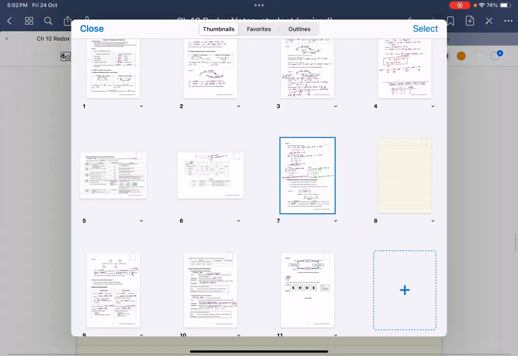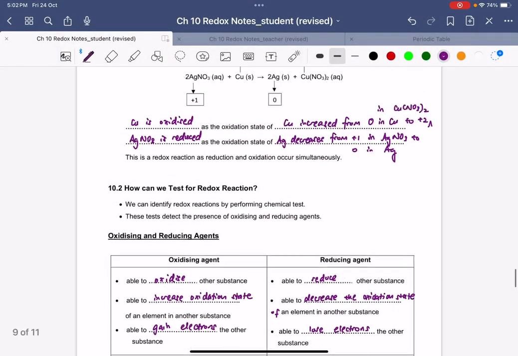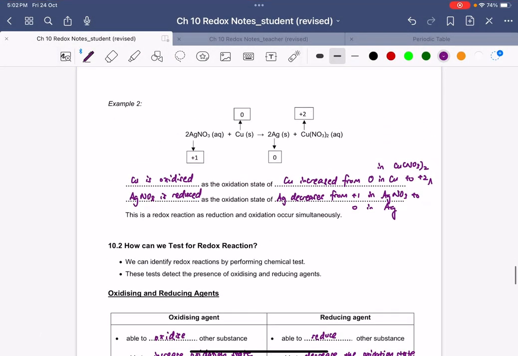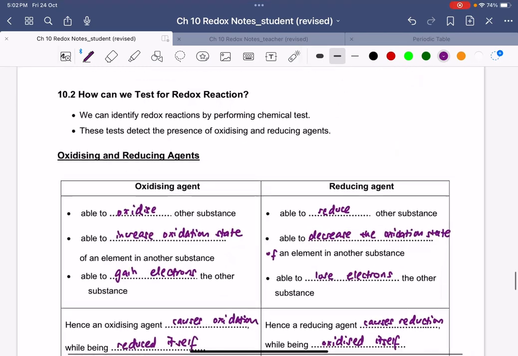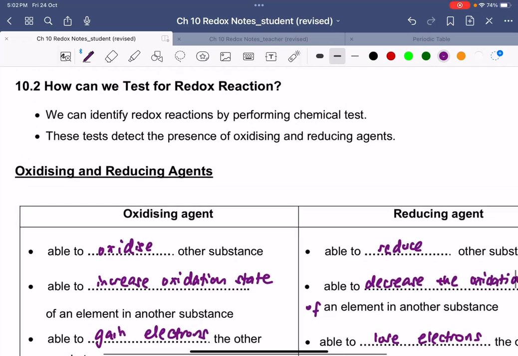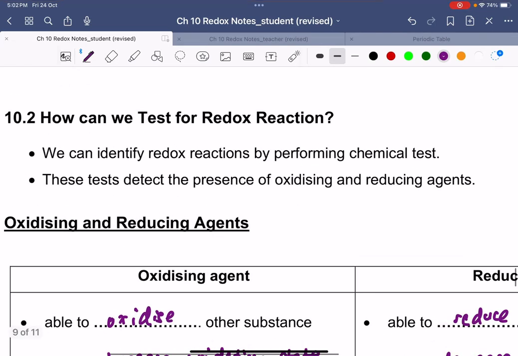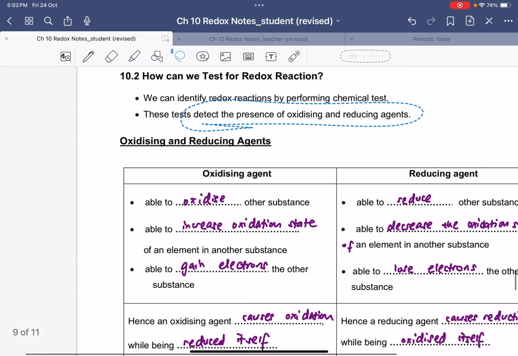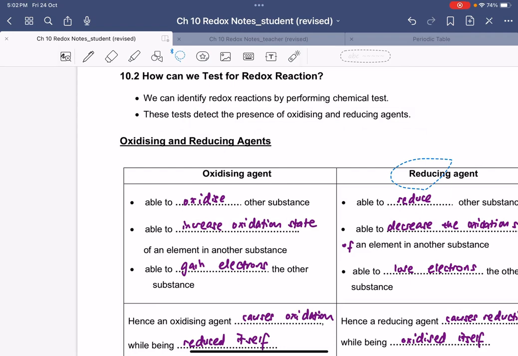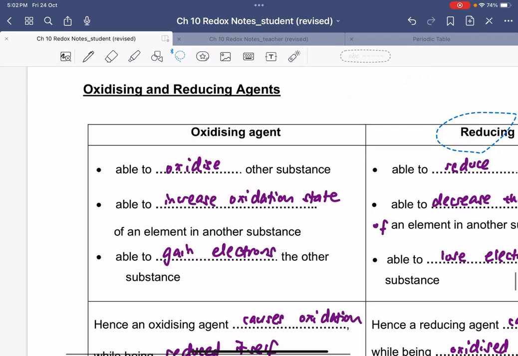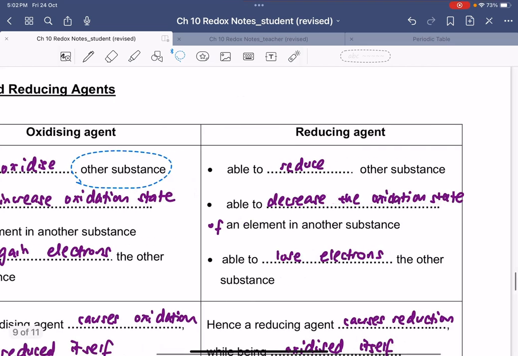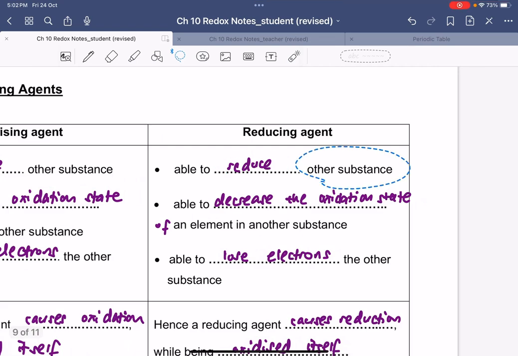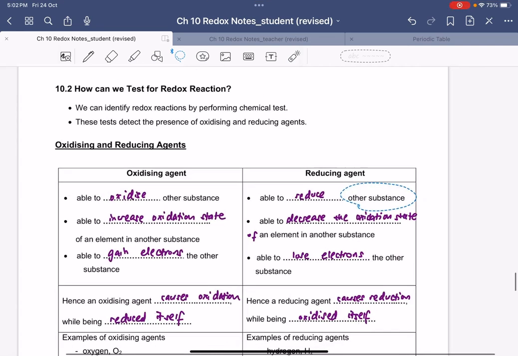I am going to continue on the next part, which is called testing for redox reaction. We can identify redox reaction by performing chemical tests, and we can detect the presence of the oxidizing and reducing agent. Let me explain what is the meaning of oxidizing agent and reducing agent first. An oxidizing agent is able to oxidize another substance. A reducing agent is able to reduce another substance. So what does that mean?